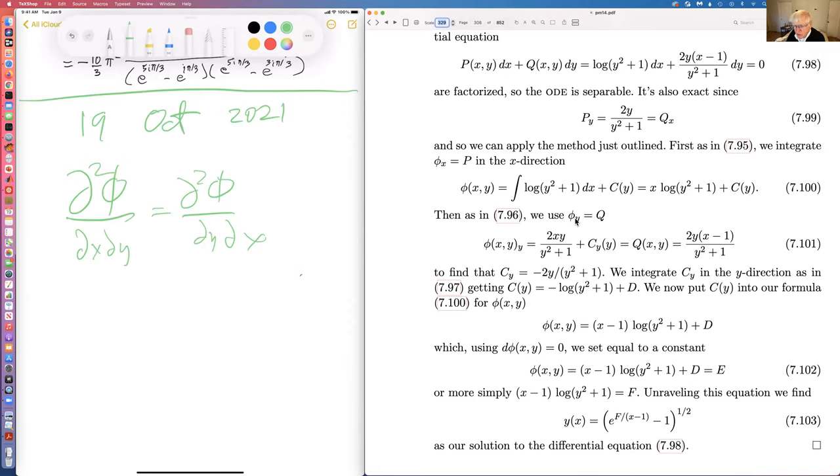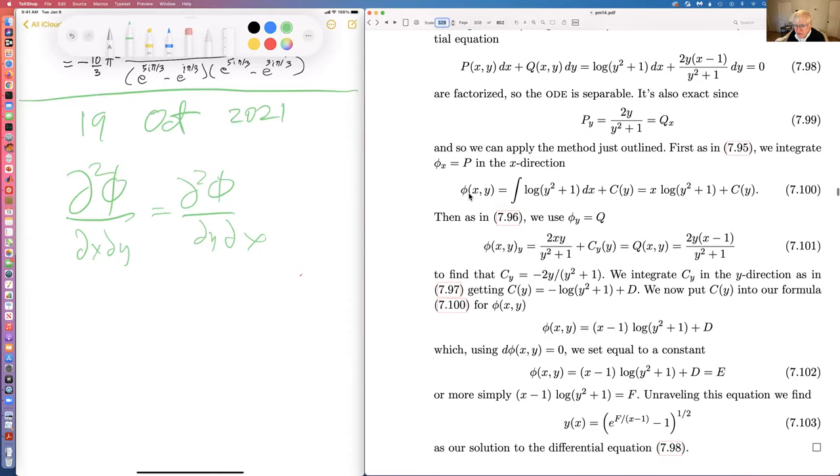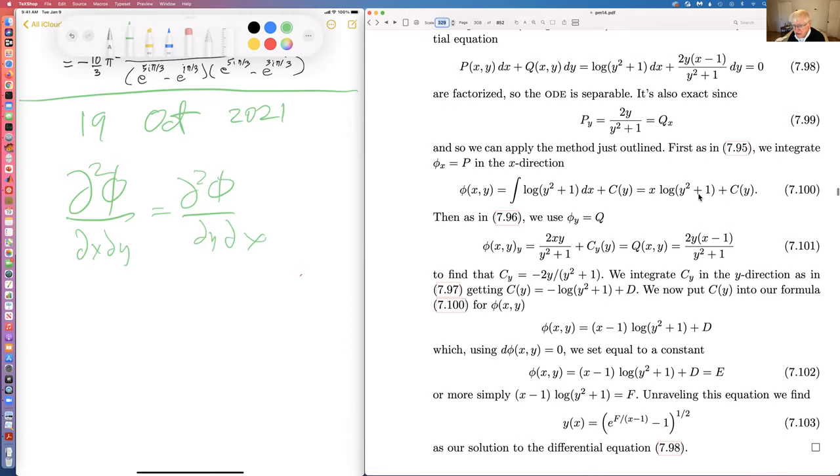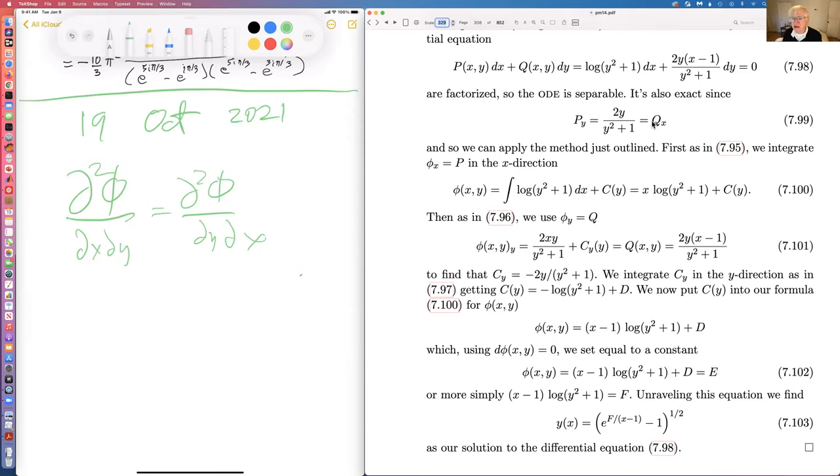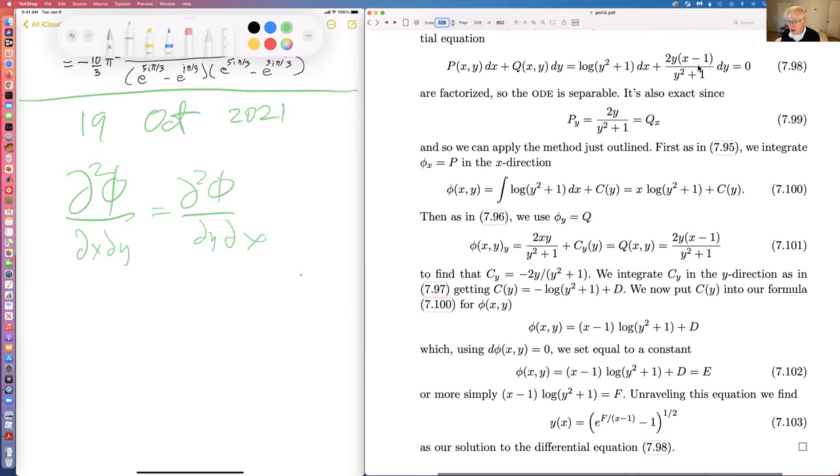But then we know that phi sub y is q. So phi sub y is the y derivative of this, and the y derivative of this is, well, you differentiate log and you get 1 over y squared plus 1, and the derivative of that is 2y, and then you get the y derivative of the unknown function c, but you know that that's got to be equal to this thing here, which is 2y x minus 1 over x squared minus x squared plus 1.